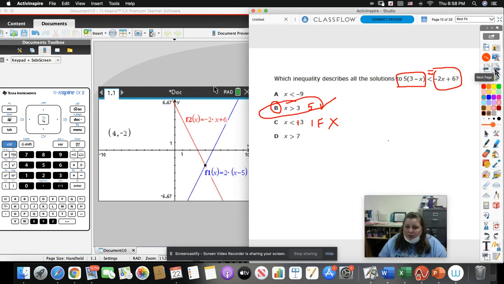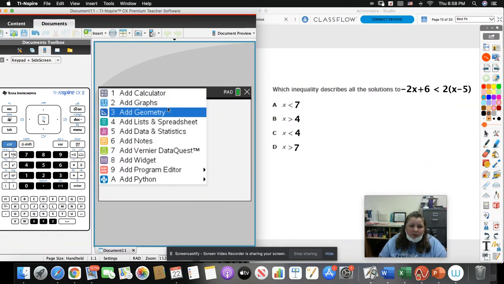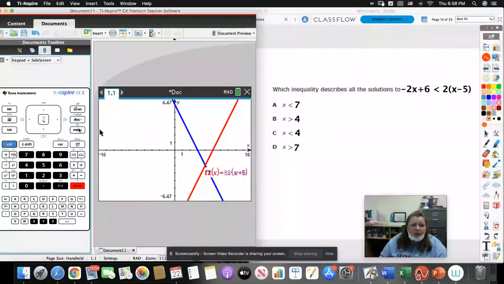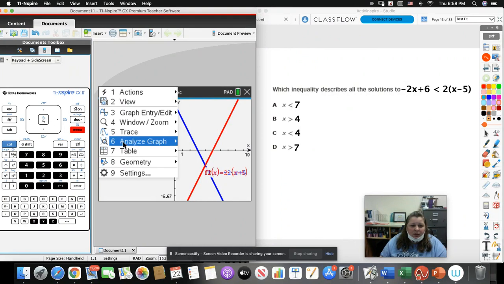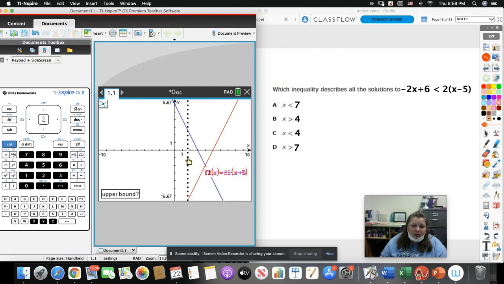Okay, here's a problem for you to try on your own. So you should have come to the calculator. You should have typed everything before the equal sign in. Negative 2x plus 6. Enter. Tab. 2 times x minus 5. Enter. Menu. Analyze the graph, which is number 6. And then you're going to find the intersection. This is the click, slide, click on the touchpad. And the x value is 4.